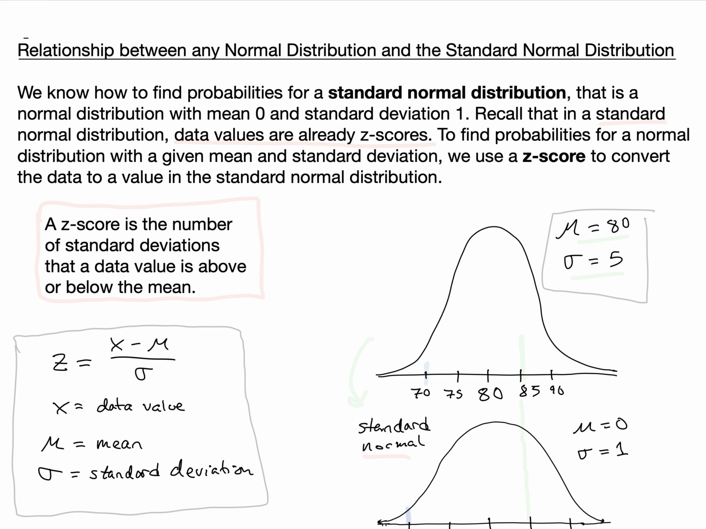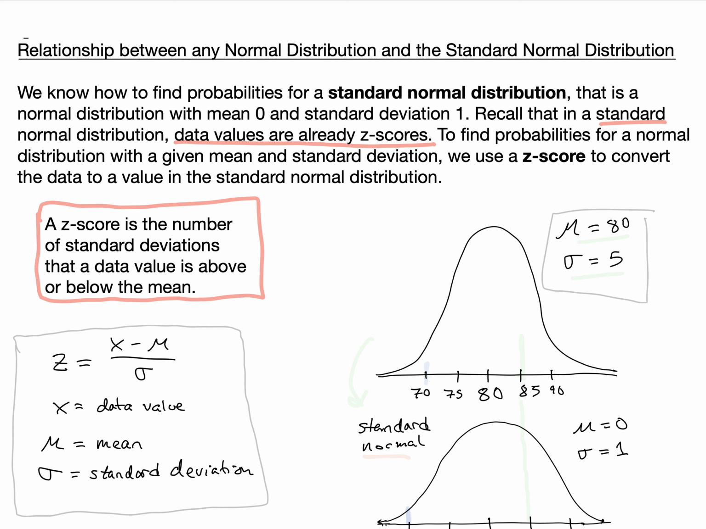In this video, we're going to talk about the relationship between a normal distribution with mean mu and standard deviation sigma, and a standard normal distribution with mean 0 and standard deviation 1. So a standard normal distribution is a normal distribution that has mean 0 and standard deviation 1. And recall that in a standard normal distribution, data values are already z-scores, because a z-score is the number of standard deviations that a data value is above or below the mean.